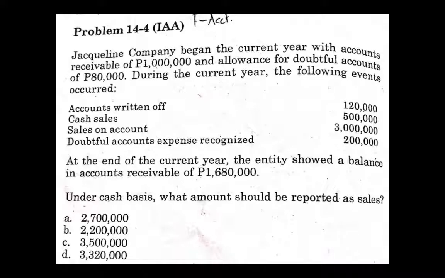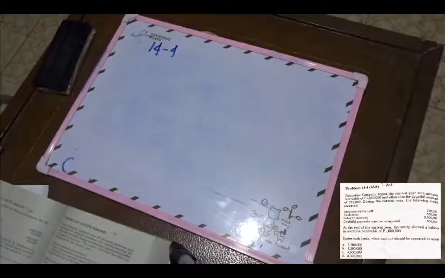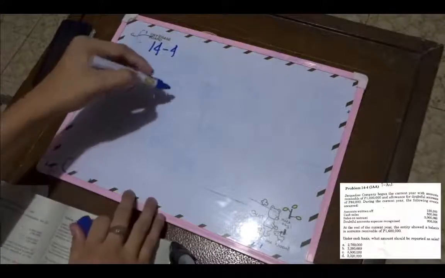14-4, this Jacqueline Company began the current year with accounts receivable of 1 million, allowance for doubtful accounts of 80,000. During the current year, the following events occurred. You have the given information. At the end of the current year, the entity showed the balance of accounts receivable amounting to 1,680,000. Question is, what amount should be reported as sales? So there are no other items given, you only have accounts receivable. So in this case, we will only use AR.